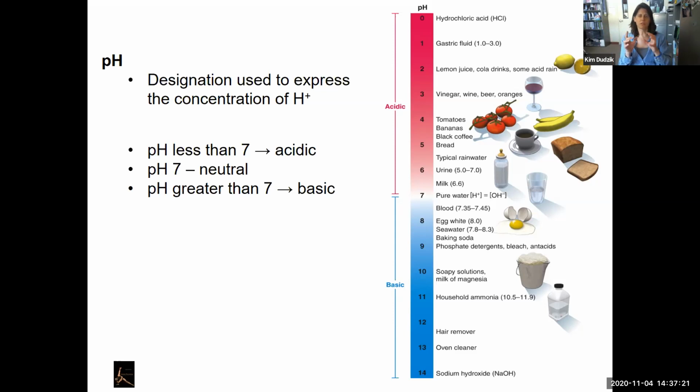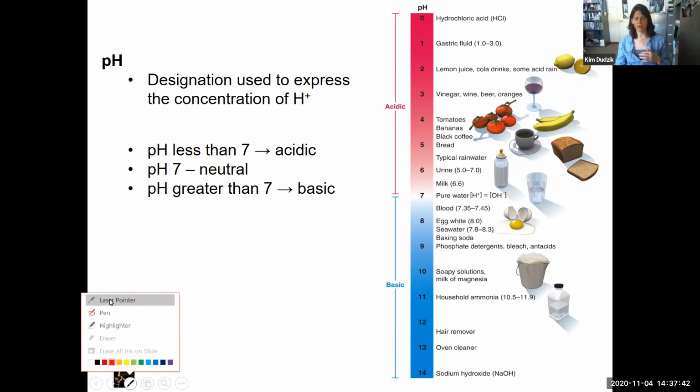Okay, so pH is really the proportion of hydrogen ions to hydroxide ions, right? So the lower the number, the more acidic the pH is, okay? So a low pH means high acidity. 7 is about neutral. You can see here, let me get my laser pointer out. You can see right in the middle of our pH scale is 7.